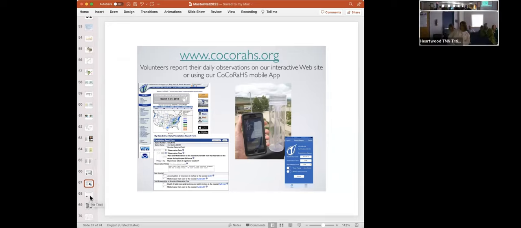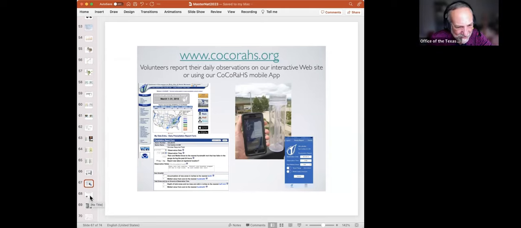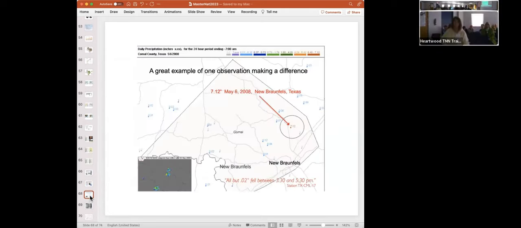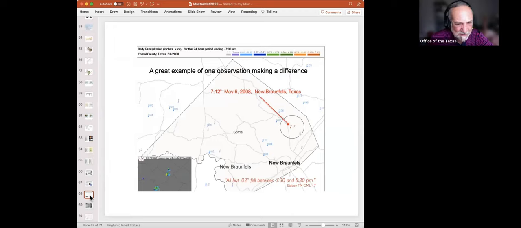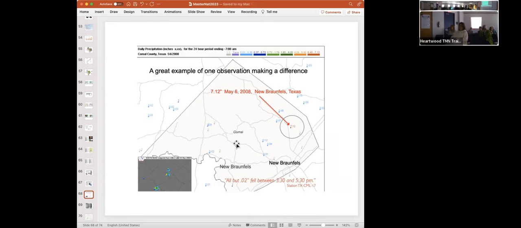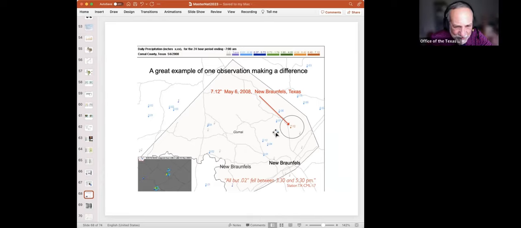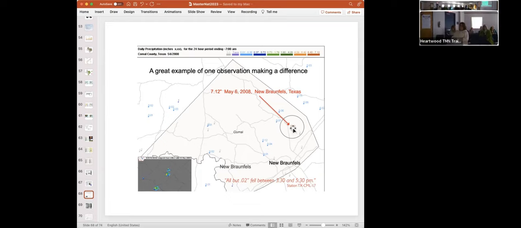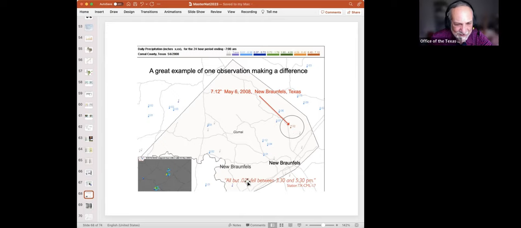So one of the original adopters was Texas, and what really kicked things off in Texas was this particular event. So the observations you see here around New Braunfels are CoCoRaHS observations, and 0.04, 0.12, 0.07, 7.12. And the observer reported in real time, all but two hundredths fell between 3:30 and 5:30 p.m. And it was this little cell here in the radar that was doing it.